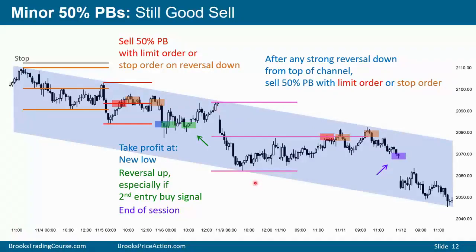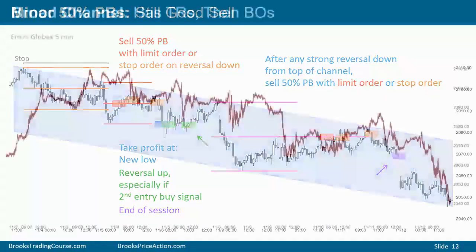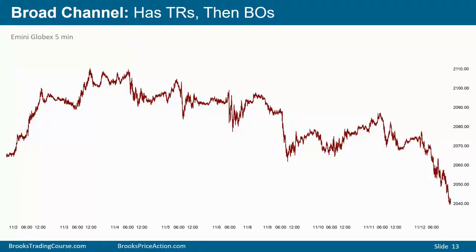Strong breakout to new low. Odds are any pullback will get back to the low before it gets above the high, and therefore some traders will sell with a limit order at a 50% retracement of this sell-off, or with a stop on a reversal down, especially below a bear bar. 5-minute Globex chart.